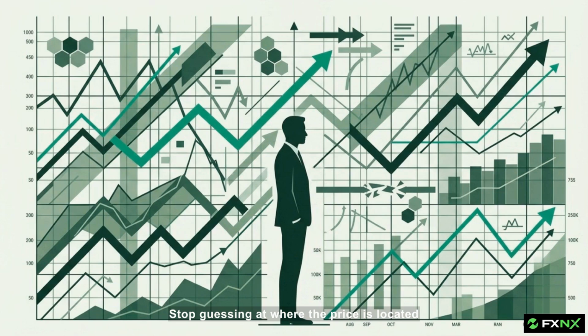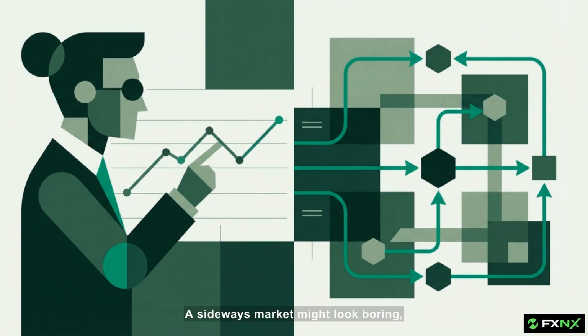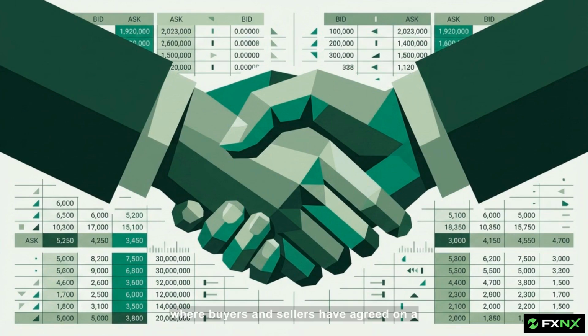Stop guessing at where the price is located on a chart. Instead, start identifying exactly why it is migrating to find a new home. A sideways market might look boring, but it's actually a sign of a highly successful auction where buyers and sellers have agreed on a fair price.